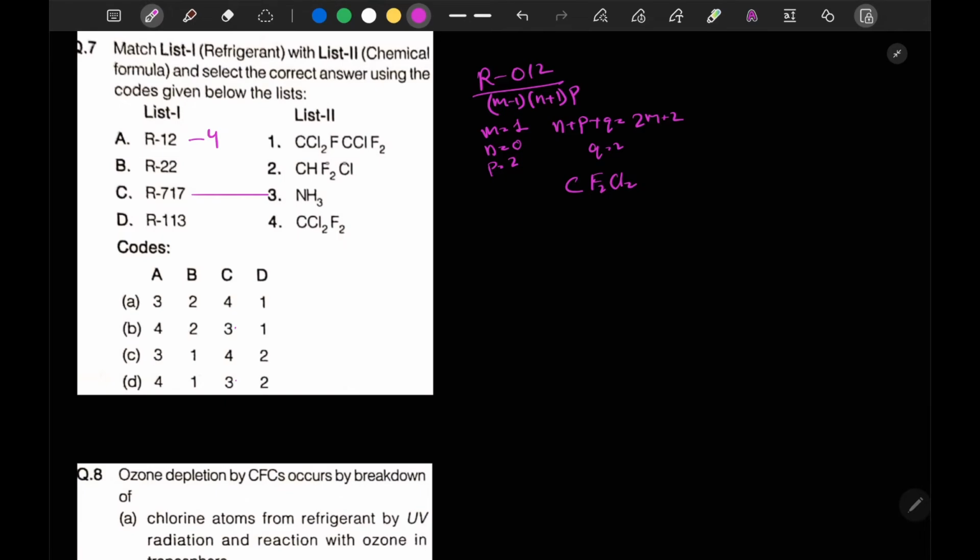Okay, if I talk about R22, so R22 is written as 0 2 2, so we get here M is equal to 1, N is equal to 1, P is equal to 2. If I apply the same equation here, you will get Q is equal to 1. Okay, so from here we can write CHF2Cl. So for this the option is 2. Okay, so 4 2 3, and for, of course, this is the left one, so this would be 4 2 3 1. So option B is correct.